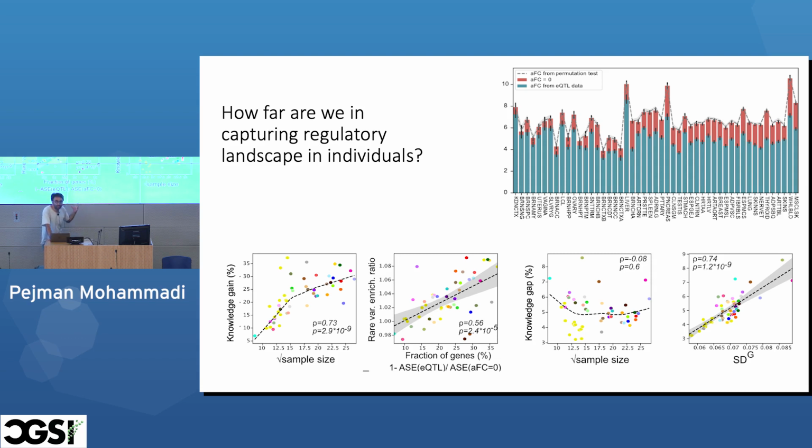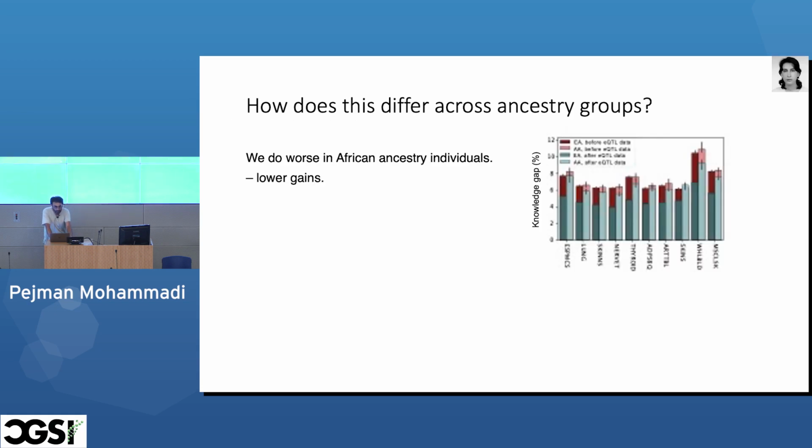Which suggests that when you're doing an eQTL study, you might also have an eye on the amount of variation that is in that sample, and that's going to be important for what you're going to capture. So this is probably going to be my last slide, or if not, one to last.